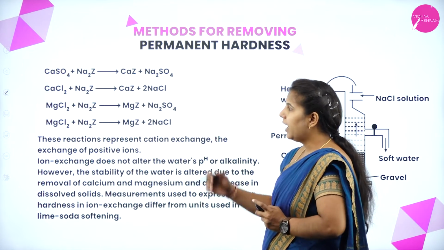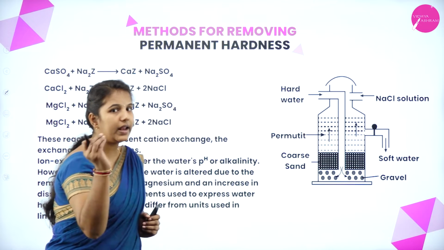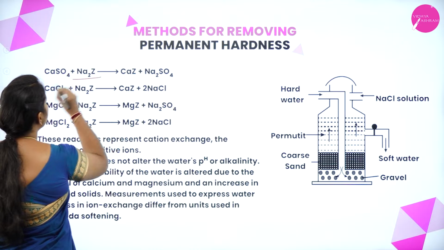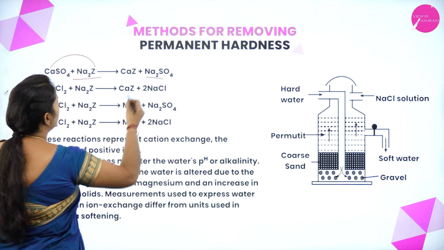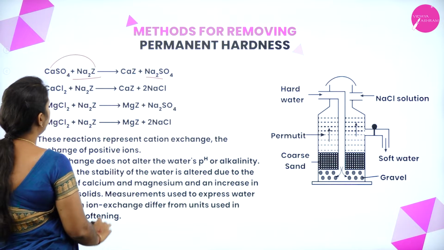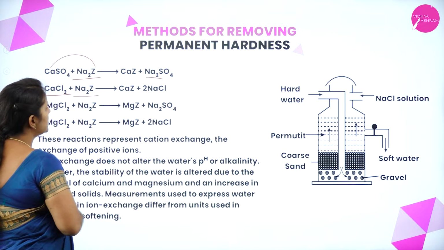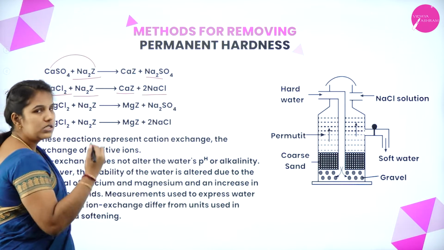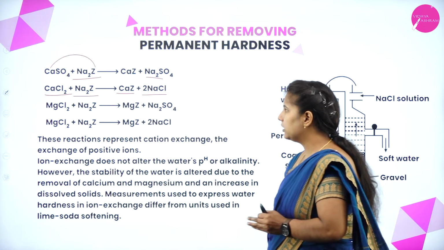Here I also have the reactions with calcium chloride and calcium sulfate. The calcium sulfate reacting with sodium zeolite forms calcium zeolite with sodium sulfate. Similarly, the calcium chloride reacting with sodium zeolite forms calcium zeolite with the formation of sodium chloride, which is soluble and can be washed out.